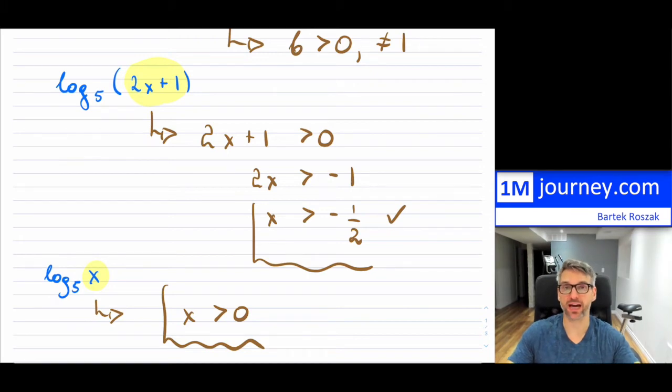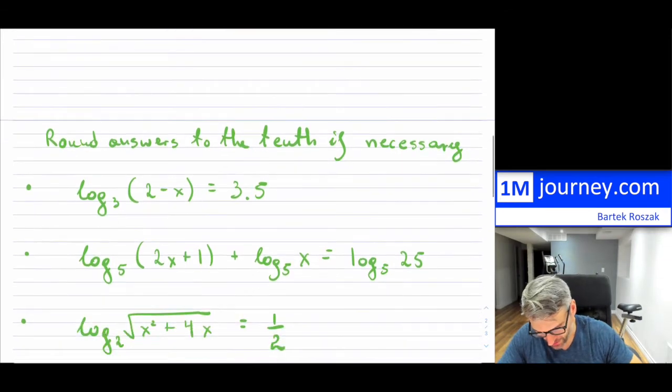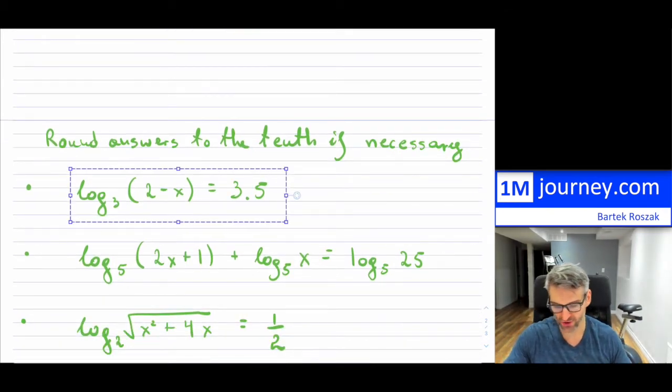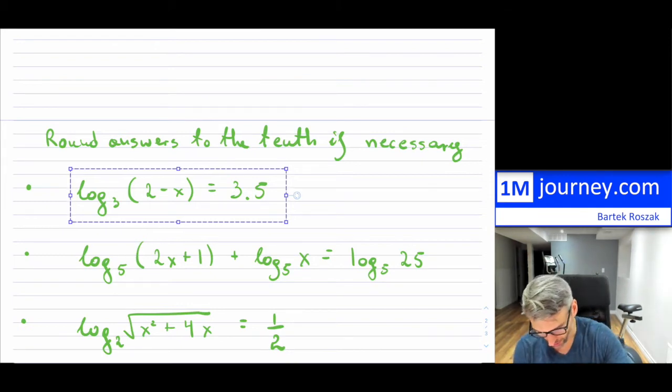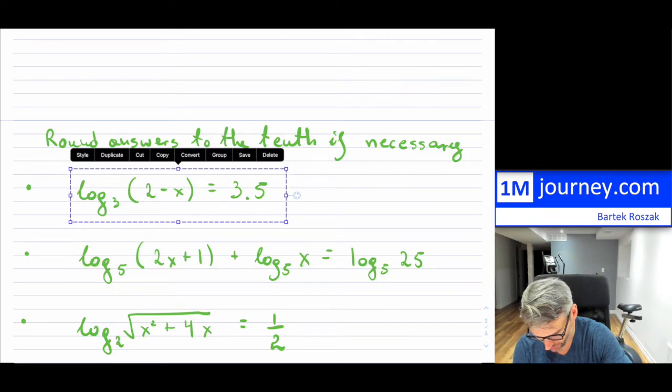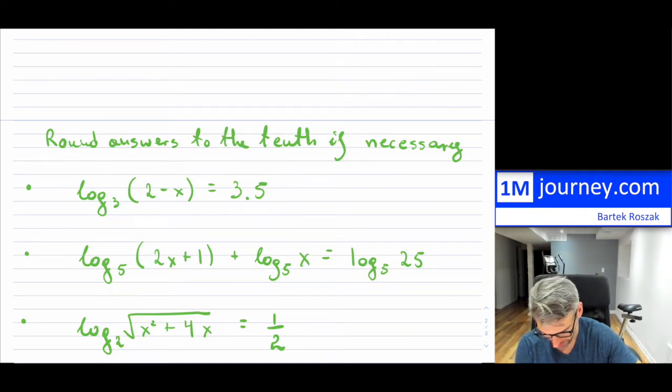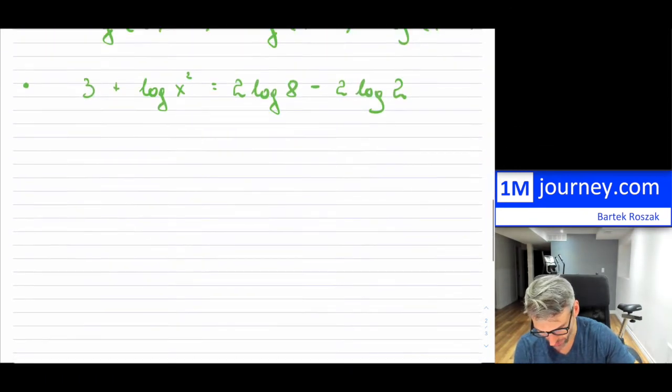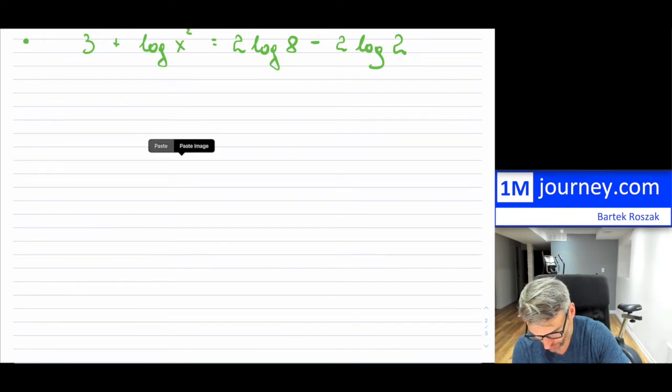All right, let's dive into the examples, okay? So here is my first example, and I'm going to take them one by one. Now, it says round answers to the 10th if necessary, so we'll worry about the rounding after. Your teachers might tell you to round to other things, whatever. So I'll leave the rounding for you to worry about.